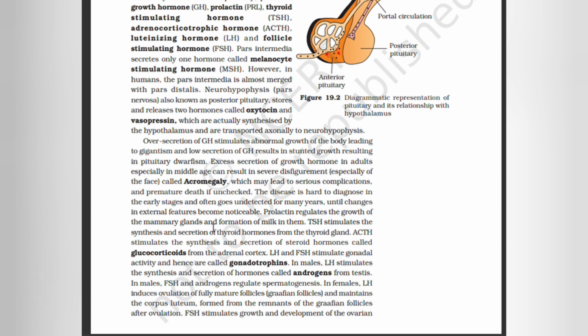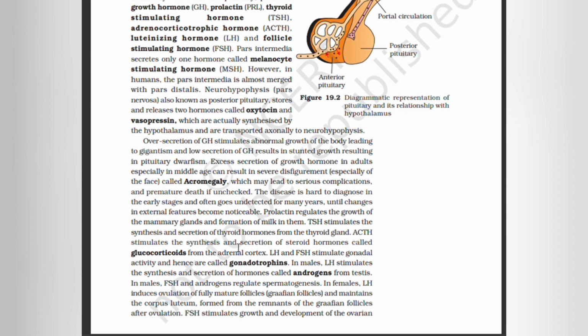Prolactin regulates the growth of the mammary glands and the formation of milk in them. TSH stimulates the synthesis and secretion of thyroid hormones from the thyroid gland. ACTH stimulates the synthesis and secretion of steroid hormones called glucocorticoids from the adrenal cortex. LH and FSH stimulate gonadal activity and hence are called gonadotropins. In males, LH stimulates the synthesis and secretion of hormones called androgens from the testes. In males, FSH and androgens regulate spermatogenesis.